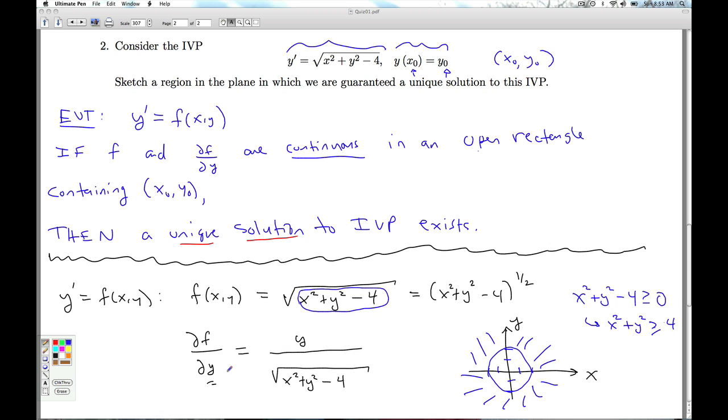What about its derivative with respect to y? Well, now this square root is in the denominator. So to make the denominator happy, not only does what's inside here have to be bigger than or equal to 0, it can't be 0 either. So to make the derivative happy, I need these things strictly bigger than 0, which means I'm not going to include the circle itself, because that's when the derivative is going to be undefined.